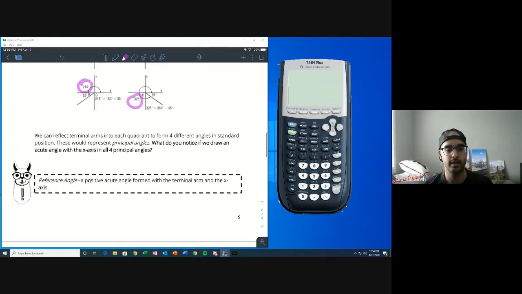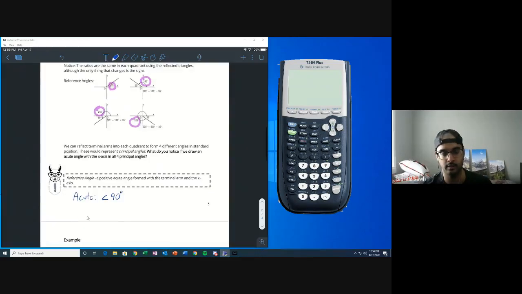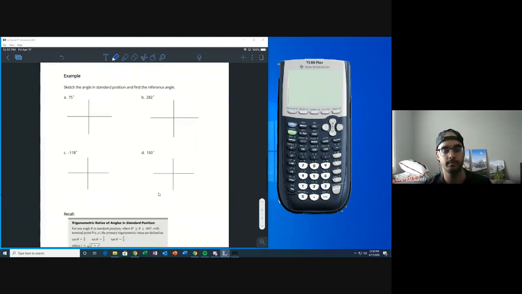Our reference angle then is that positive acute angle formed with the terminal arm and that x-axis. If you've forgotten what the word acute means, it just means that it's going to be less than 90 degrees. So it will always be less than 90, never bigger. Our angle in standard position, or our principal angle, can be bigger than 90, but the reference angle, 35 in this case, is always less than 90.